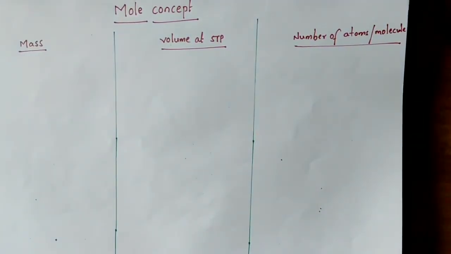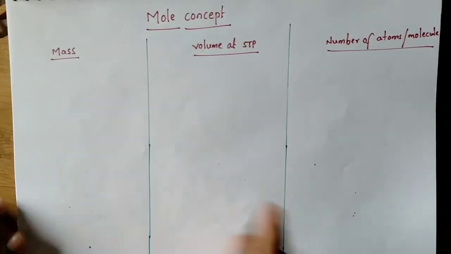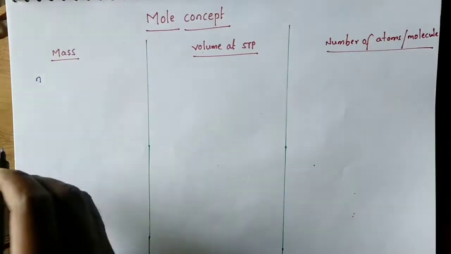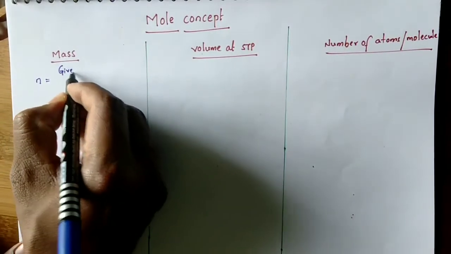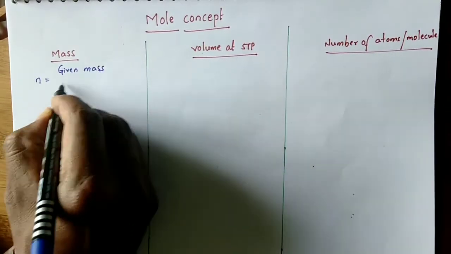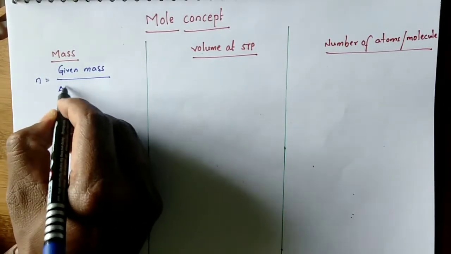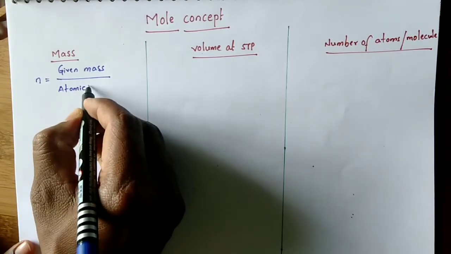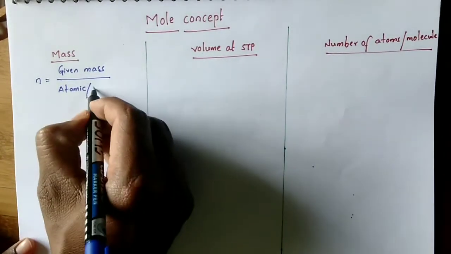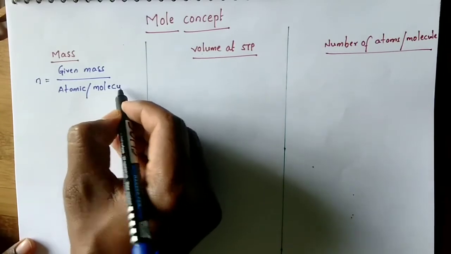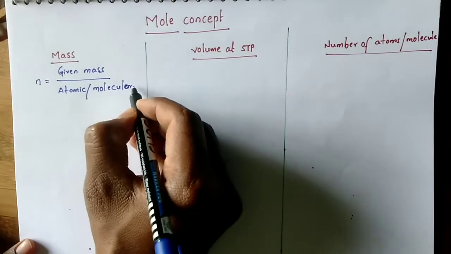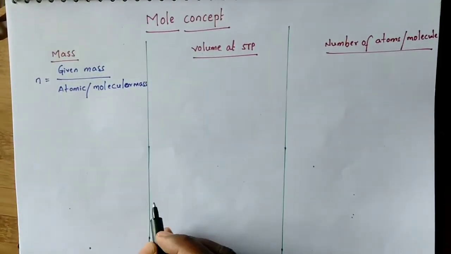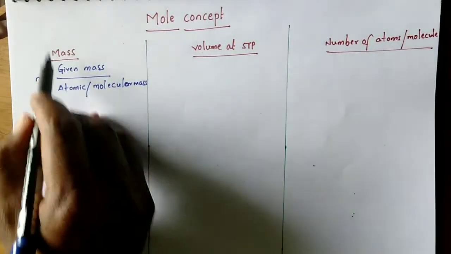So if we consider mass, the number of moles, which we indicate with n, is equal to the given mass divided by the atomic mass if it is an atom, or the molecular mass if it is a molecule. This is the formula if we consider the mass.